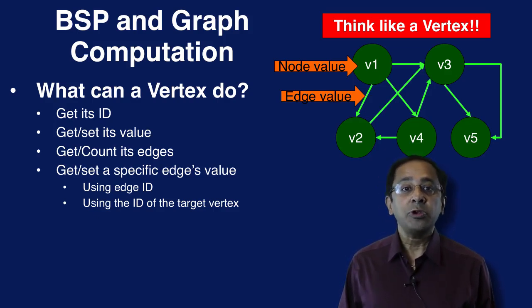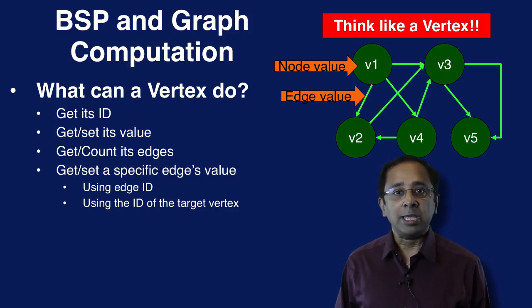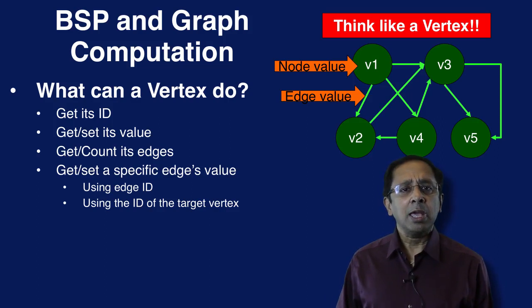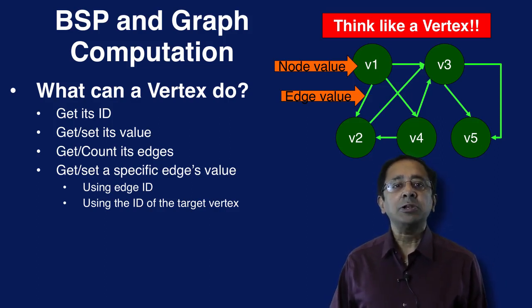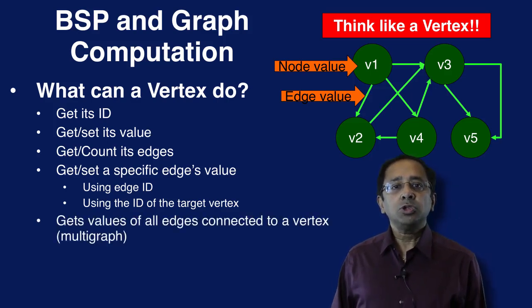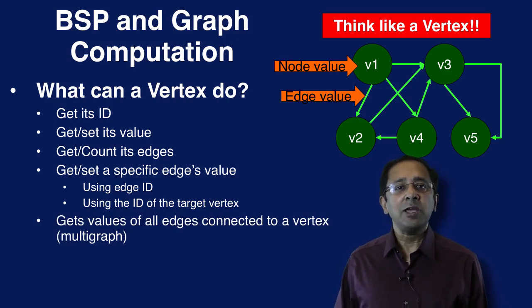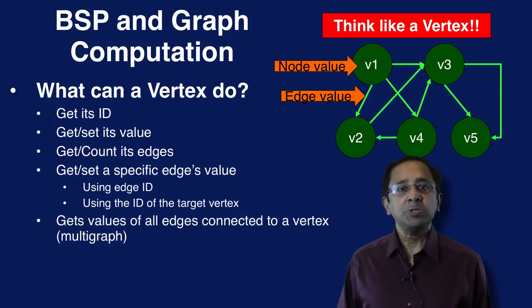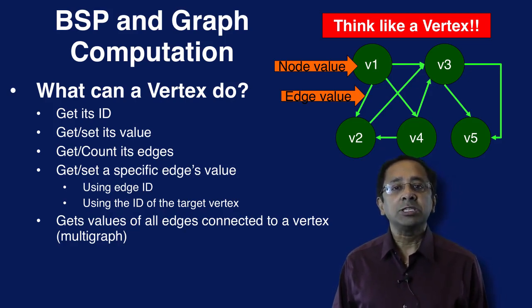There may be two different ways of specifying an edge. The edge may have an ID that the node can get. Possibly more commonly, an edge is identified by the vertex it targets. So in our diagram, V1 will ask for the edge targeting V4. In a situation like V3 and V5, where there are multiple edges between V3 and V5, the source V3 can ask for the values of all edges going to V5.